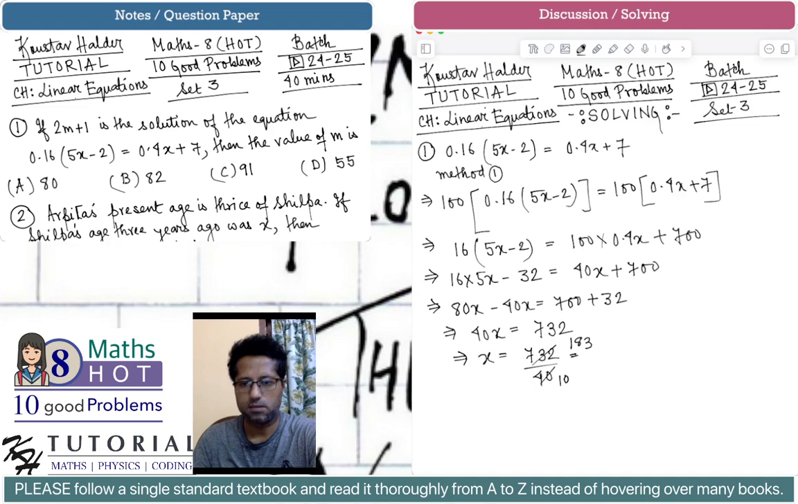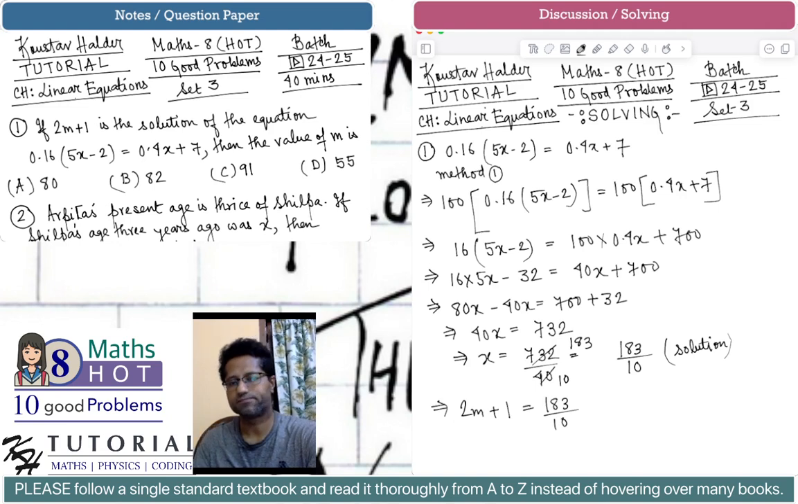So this is 183 by 10. 183 by 10, it is coming as a decimal number. So the solution of the given equation is 183 by 10. This is the solution. But the problem says that 2m plus 1 is the solution of the equation, so we must have 2m plus 1 is equal to 183 by 10.